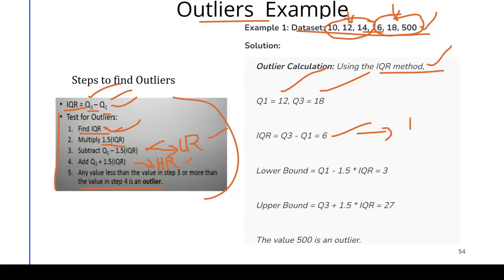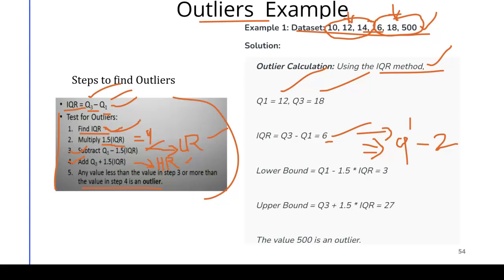Now, in order to find the lower bound and the upper bound, we need to know 1.5 times IQR. That is our next step. Multiply 1.5 by the IQR. So 1.5 times 6 is 9. So 1.5 times IQR is 9 here. This is our second step.